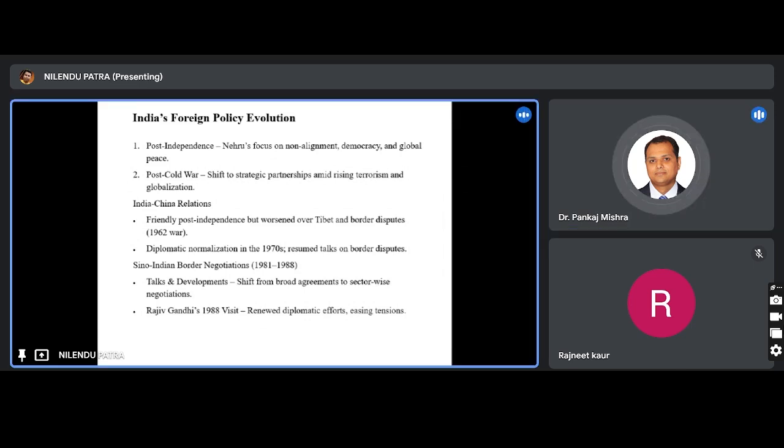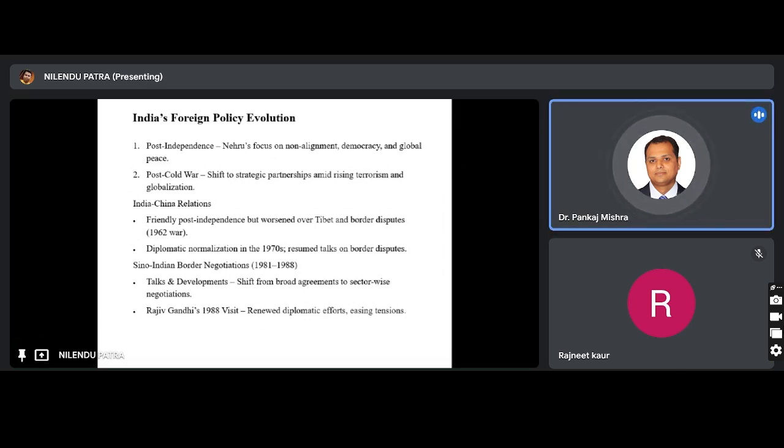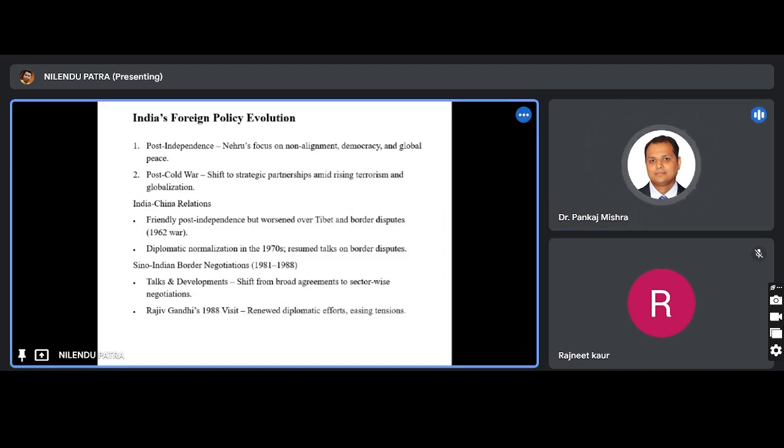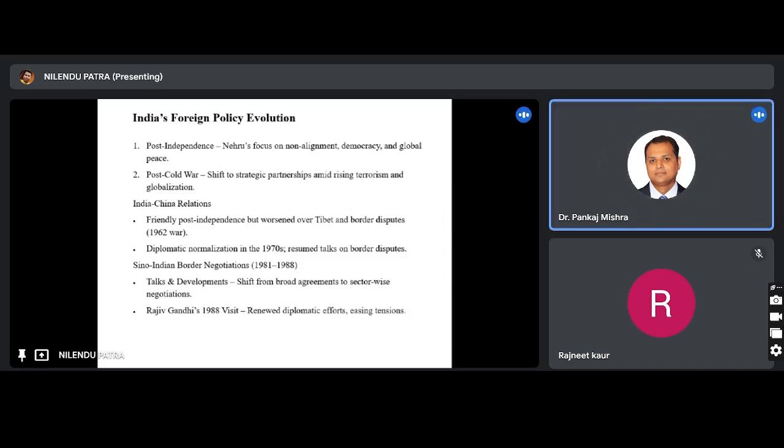Why is it important to study Indo-China relations as a part of your history, and how will it help in the future? That is the most important thing that you have to establish. China is our neighbor, and we have to work out lots of issues with them, and this historical paradigm may help in solving them.